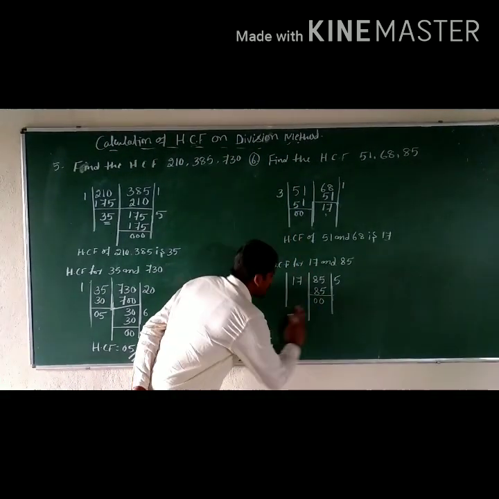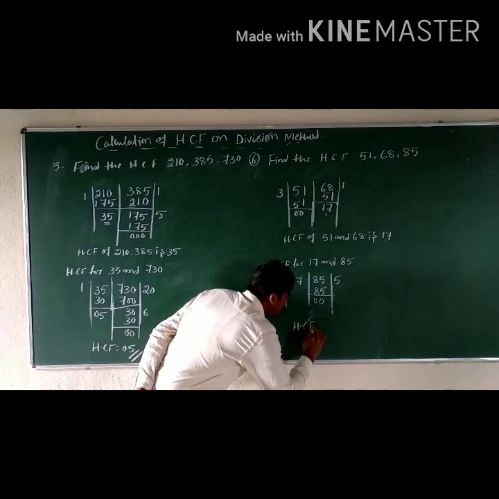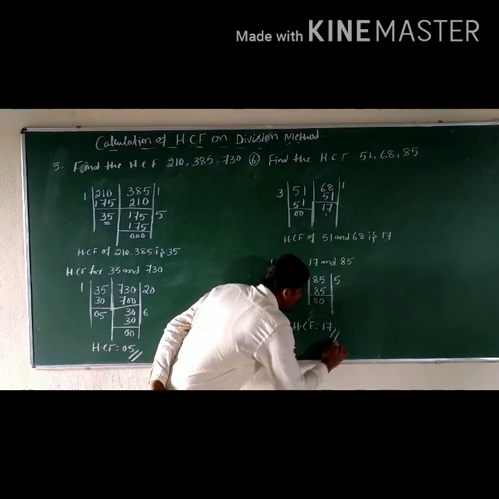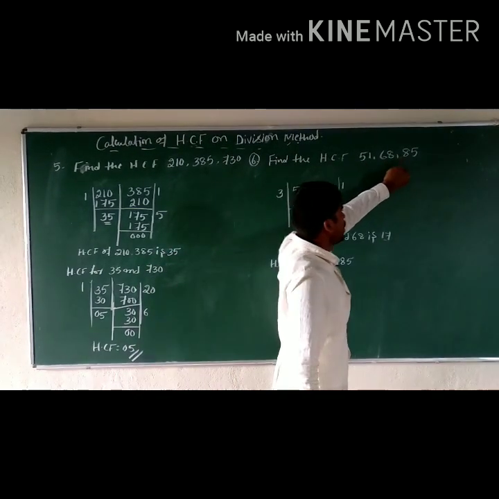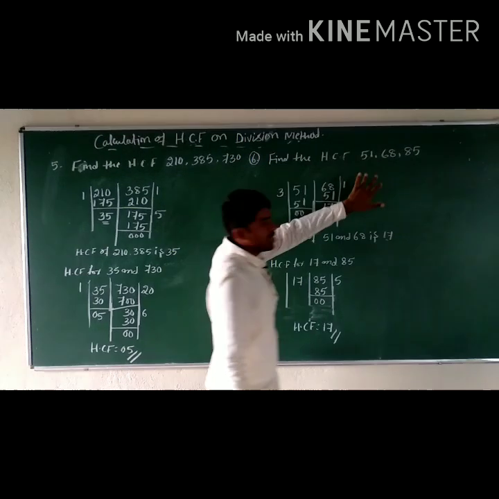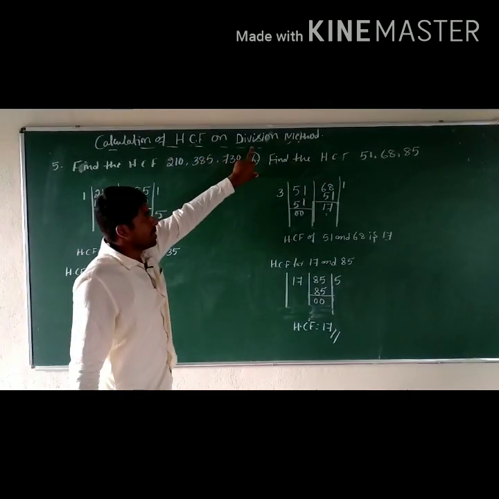Now the final HCF of these three values is 17. We can now solve the problem. 17 is the HCF of 51, 68 and 85. We are going to solve the problem in the division method like this.